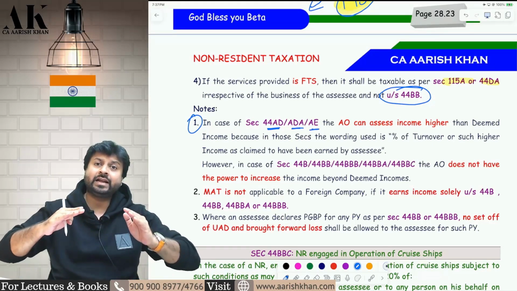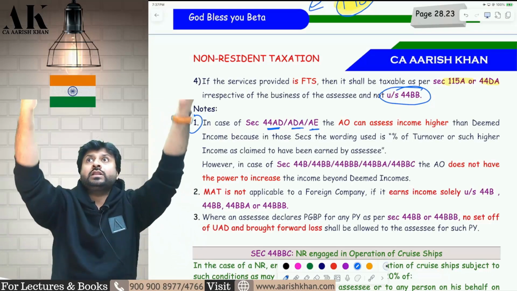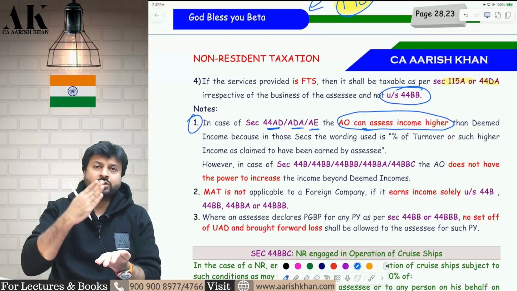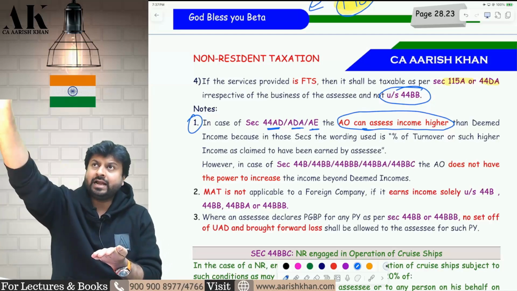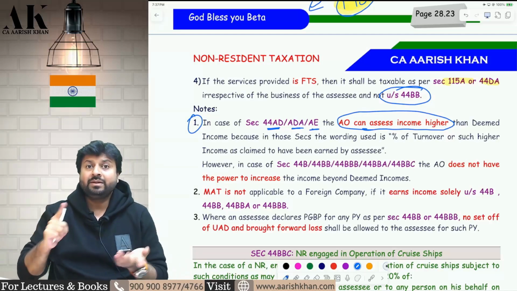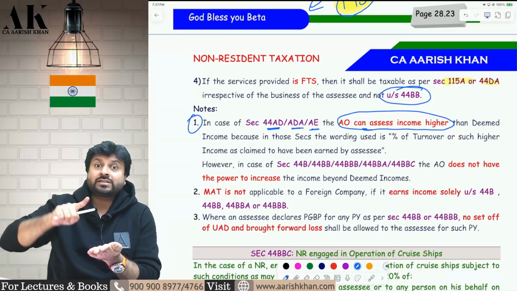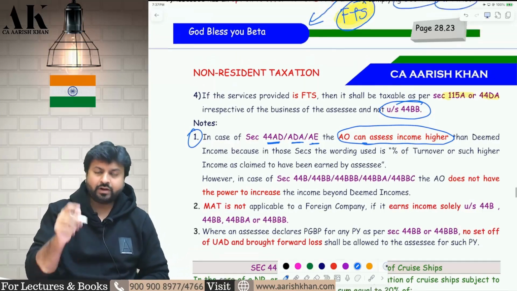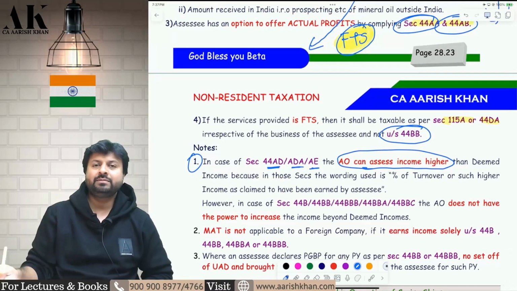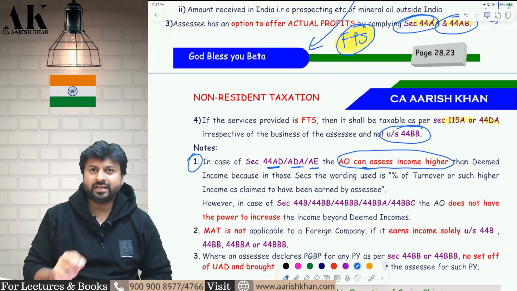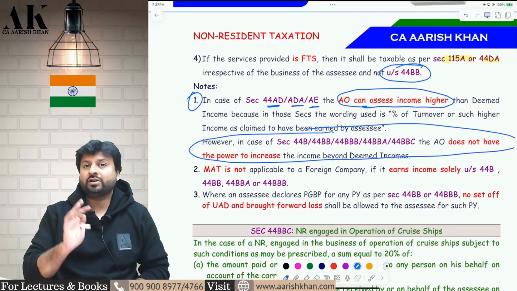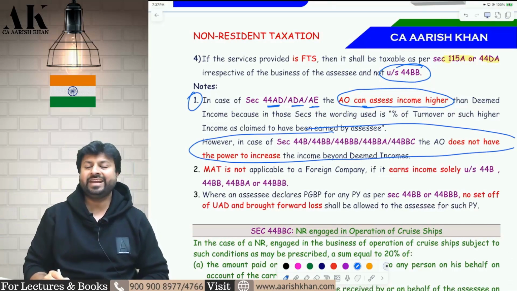Can the AO say that, no, your profit is more than what you have declared? Yes, in those sections, the AO has the power to say that. If you are showing 8%, the AO has the power to say that your profit is more than 8%. Why? Because the law says 8% or such higher income as claimed to have been earned by the assessee. But in these sections, 44B, 44BB, 44BBB, 44BBA, whether the AO can increase your income, the answer is no, because in these sections, such words are not used, which are used in 44AD, 44ADA and 44AE. I hope it is clear to all of you.